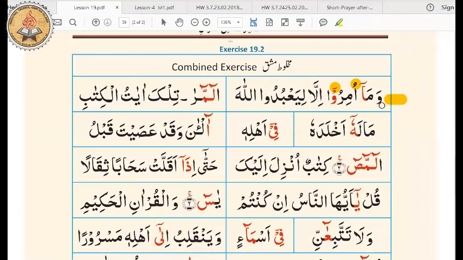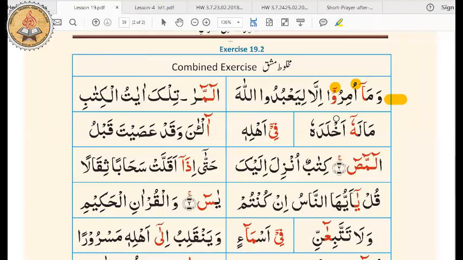Okay. So we're here, just simple. I'll just explain in the first box. So wa is carrying a simple fatha, so it is 1 second, wa, and then ma, because it has a medium long stretch, so we will hold it minimum 3 seconds or maximum 5 seconds. So it is wa ma, and then umiru illa liya'budullaha. Okay, can you read it now, please?